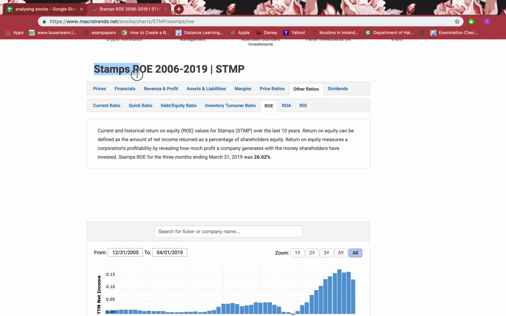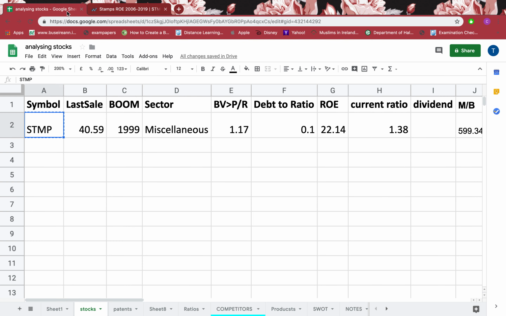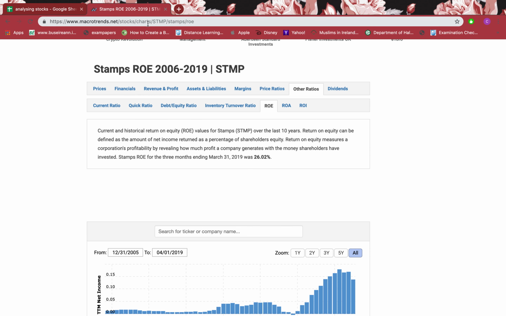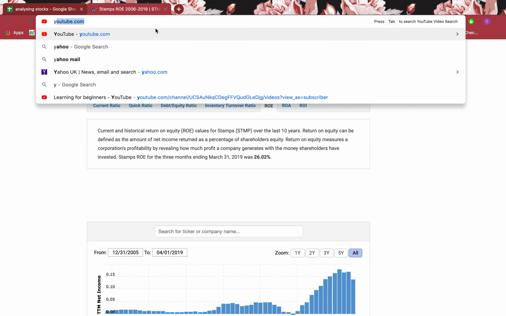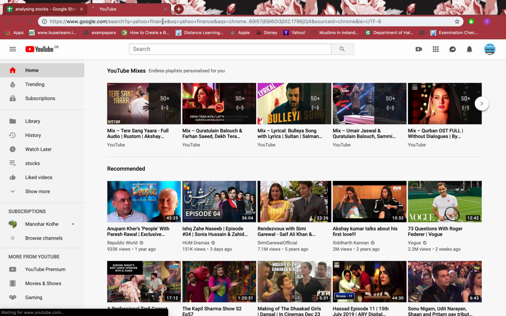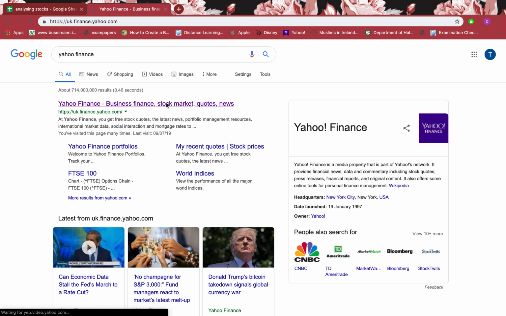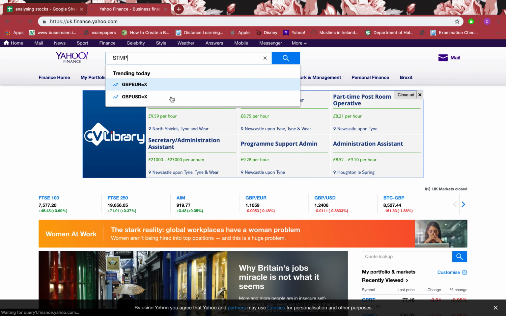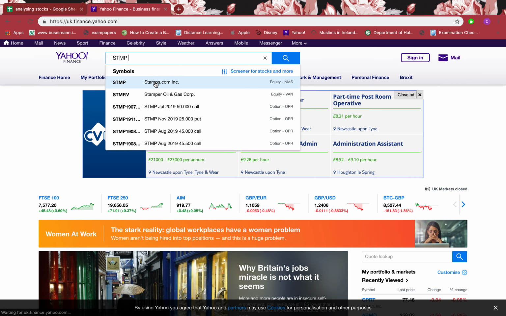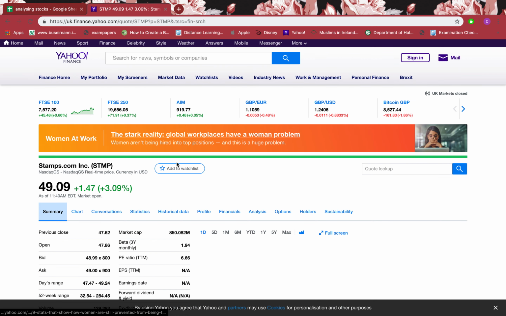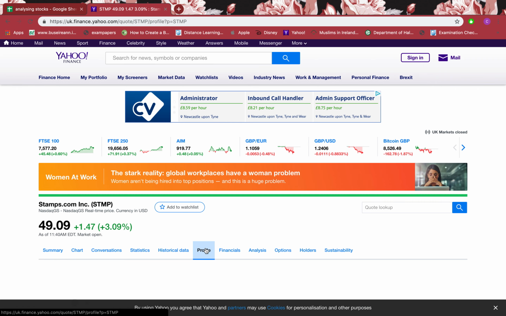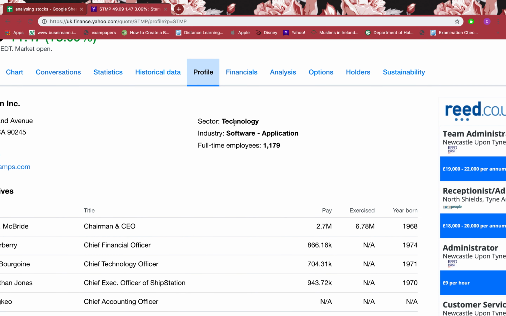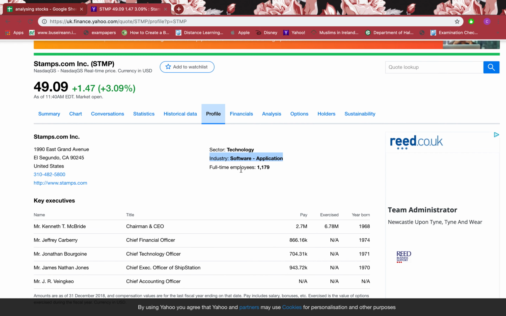Let's look at what else we have to see. Let's go to Yahoo Finance and look at the key executives. I want to see the salaries, so I'll paste the ticker symbol to make sure that the name matches the symbol. Go to profile, and you can see technology is the sector and software application is the industry.